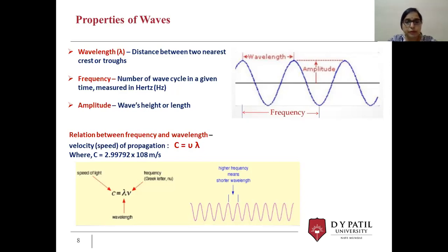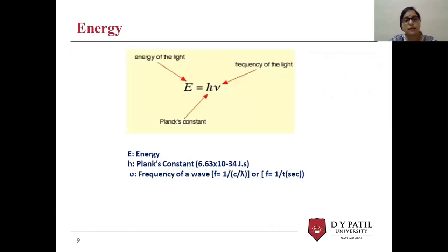Now, what is the relationship between frequency and wavelength? c equals nu lambda, where c is the speed of propagation, which is near about 3 × 10^8 meters per second. Then we can see what is energy in terms of frequency of light. The energy of light can be calculated by multiplying h, which is Planck's constant, by the frequency of the light. The well-known value of Planck's constant is 6.626 × 10^-34 joule seconds.